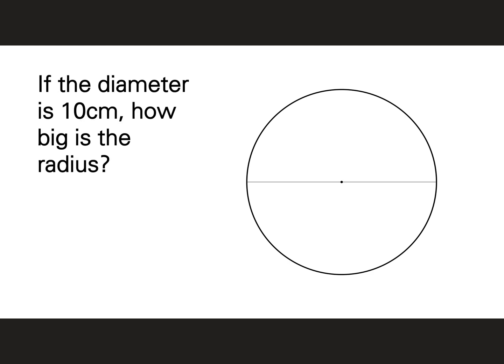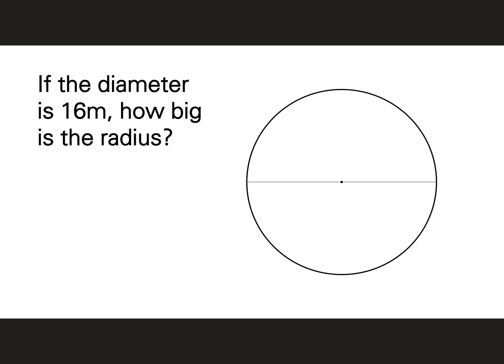If the diameter is 10 centimeters, that's the whole thing from here to here is 10 centimeters. Then how big is the radius? Well, remember, the radius is just half of that. So in this case, the radius would be 5 centimeters. Okay, let's try it again. If the diameter is 16 meters, so again, it's from here to here is 16 meters, all the way across. How big is the radius? Well, remember, the radius is half. Well, what's half of 16? 8, so the radius would be 8 meters.